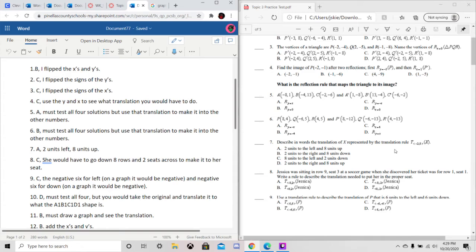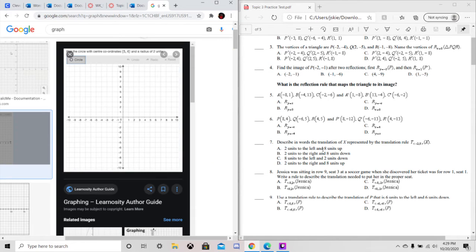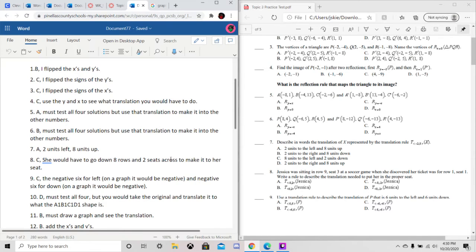But since it's t negative 2 comma 8, those are the translations that you're going to use on a graph. So since it's negative 2 and that's on the x, you're going to go 1, 2 on the x. And then you'd go up 8 because it's positive 8. So you don't want to go down because that's negative. You want to go up where it's positive and happy.